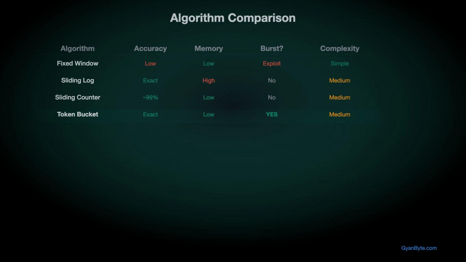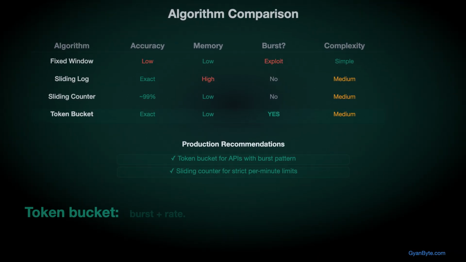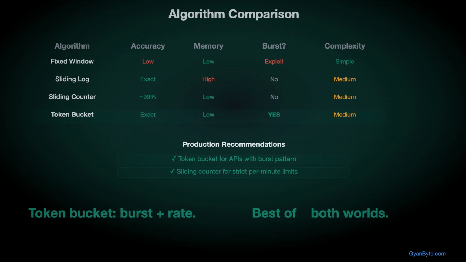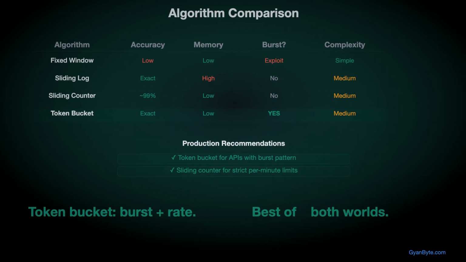Token bucket, best all around. Low memory, exact, allows bursts, and the parameters map directly to real business requirements. Capacity equals maximum burst. Refill rate equals sustained throughput. Recommendation: token bucket for any API that serves real users. Real users burst, robots don't. Sliding counter for internal rate limiting where you want strict per minute enforcement and you know the traffic is steady.